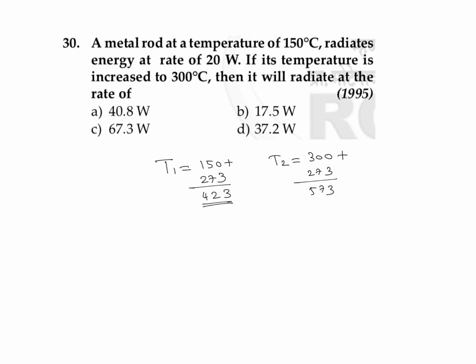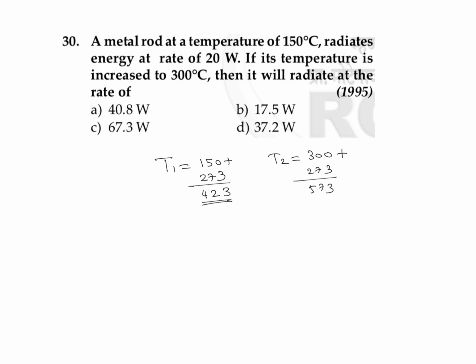Then our aim is to find out the ratio of the amount of energy which is radiated per second. So you can write the power radiated by an object is equal to E sigma A, temperature of object raised to 4. So you can write the power in second situation by power in first situation will be equal to temperature of object in second situation by temperature of object in first situation raised to 4.